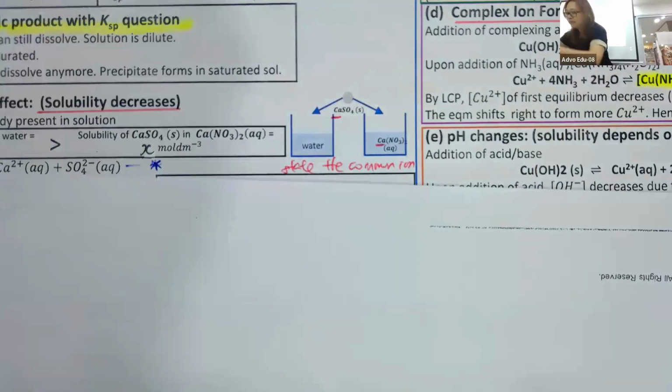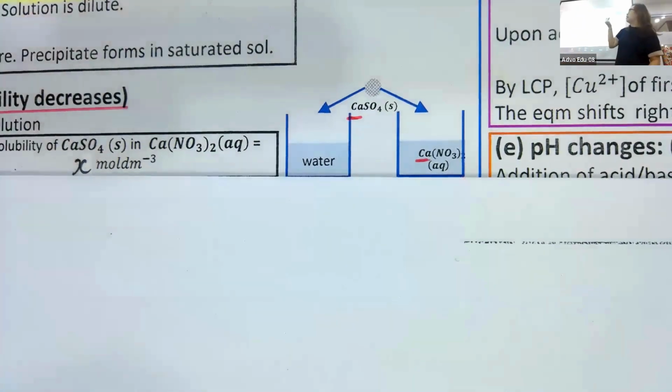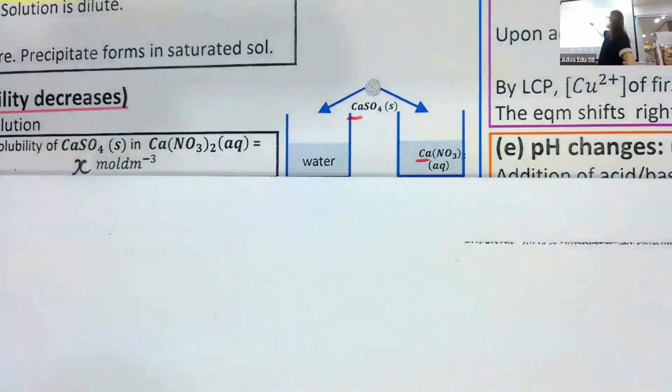I zoom into the diagram that you all had first. This is the diagram. First experiment, I dissolve maybe 1 gram of calcium sulfate, solid salt, into water. Second experiment, I dissolve the same mass of calcium sulfate in the same volume of solvent, but this time round, the solvent is no longer pure water, it is actually calcium nitrate.